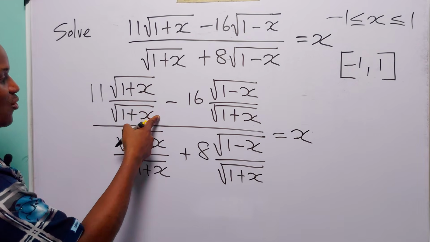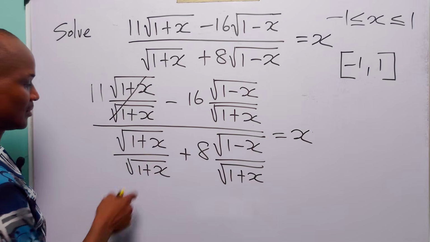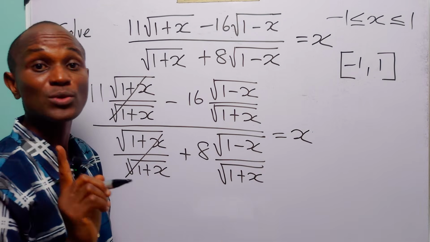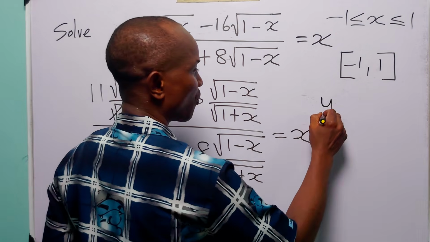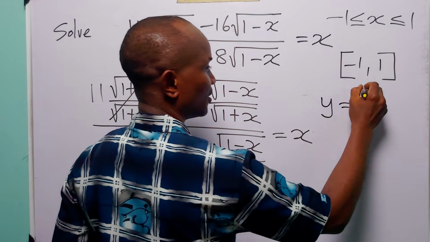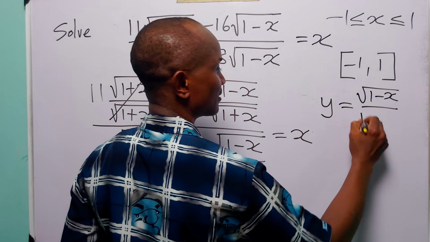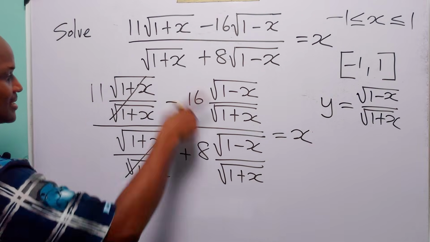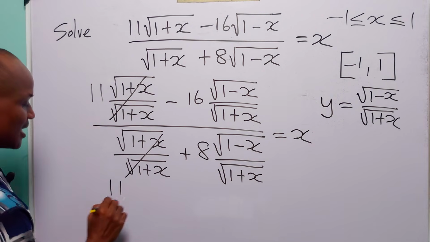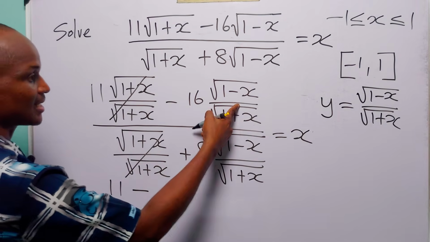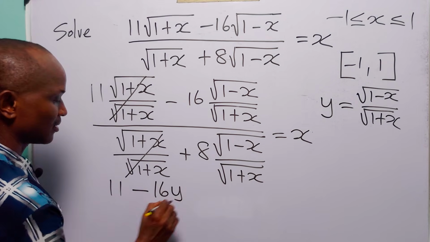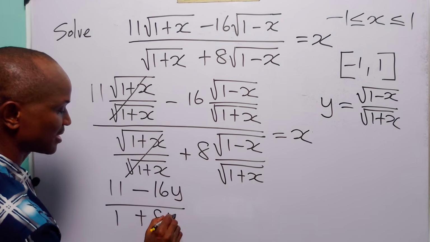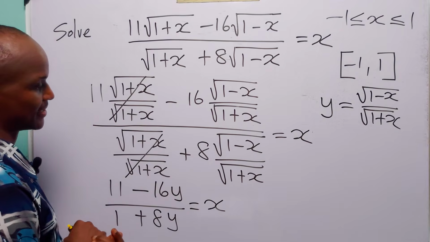Now, of course, you know that this over this is equal to 1. This over this is equal to 1. And since we have this and this, we do a substitution. So let y be equal to root 1 minus x over root 1 plus x. Now, with this substitution, we can write this equation as 11 times 1, which is 11, minus 16 times y, over 1 plus 8 times y, is equal to x.